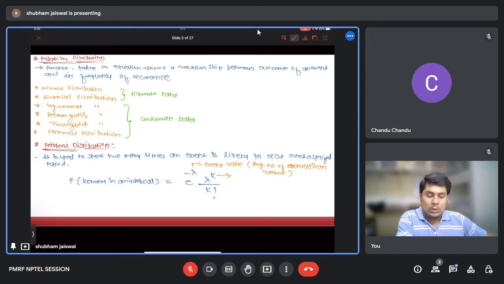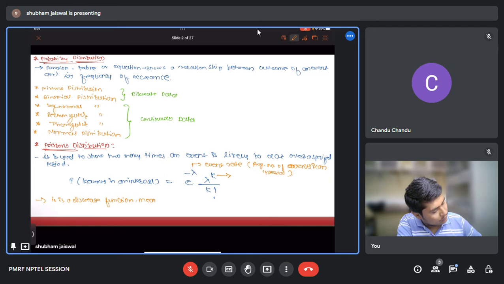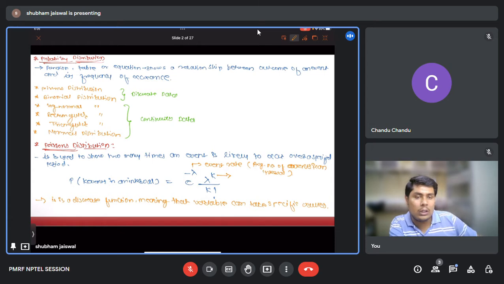As it is a discrete function, the variable can take only specific values, like whole numbers 0, 1, 2, and so on.